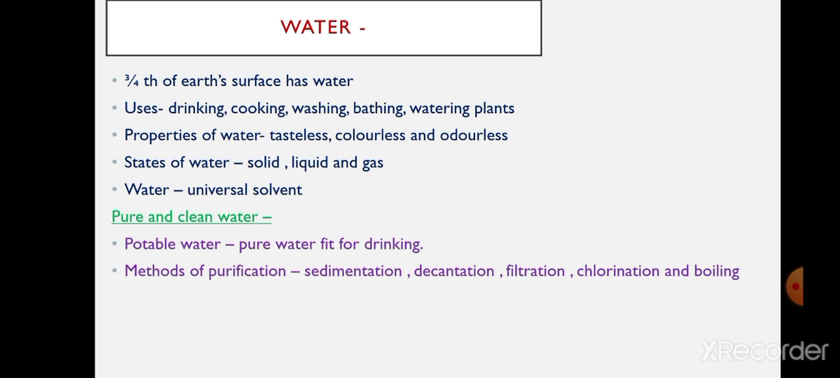Okay, properties of water. Water is tasteless, that means no taste. It is even colorless, it does not have color, and odorless, that is no smell. So water has neither taste nor color nor smell.